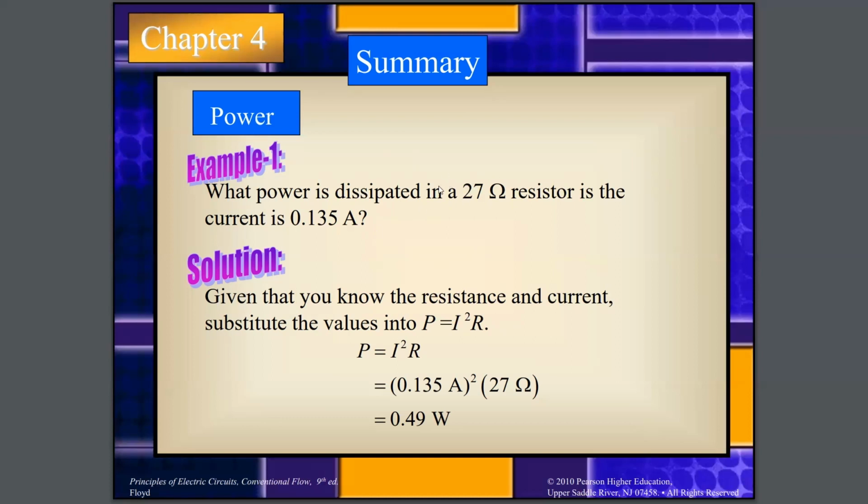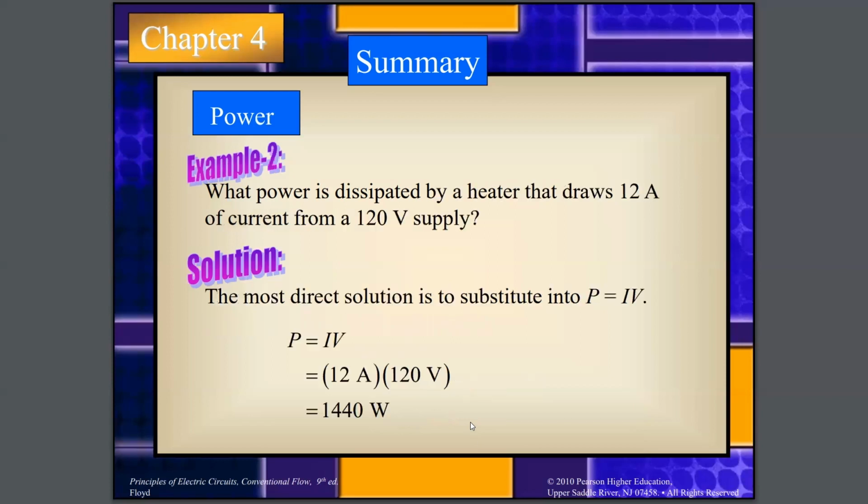Now, of course, we're going to use the equations that we just looked at on this page. So again, we're asking, what is the power that is dissipated by this resistor? How fast is this resistor converting energy into heat? And so to get our answer here, we're going to use power is equal to I squared R. And so we get 0.49 watts of power being dissipated by this resistor.